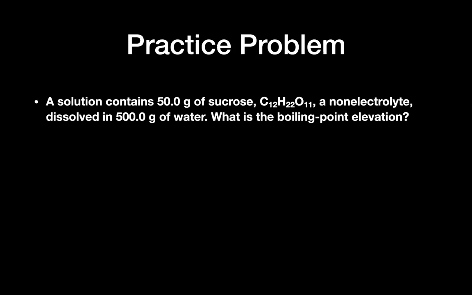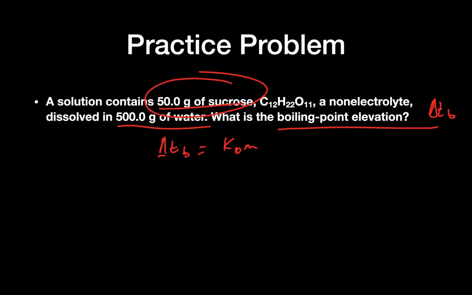Okay, so practice problem, and I've got 9 minutes left. A solution contains 50 grams of sucrose dissolved in 500 grams of water. What is the boiling point elevation? Again, it doesn't ask you for the new boiling point, only the boiling point elevation, which is delta TB. So we use the same equation: delta TB equals KB times m. So we have to change the 50 grams of sucrose into moles.